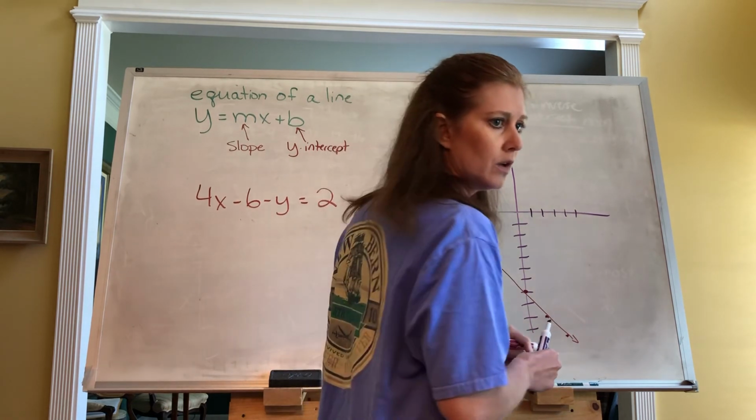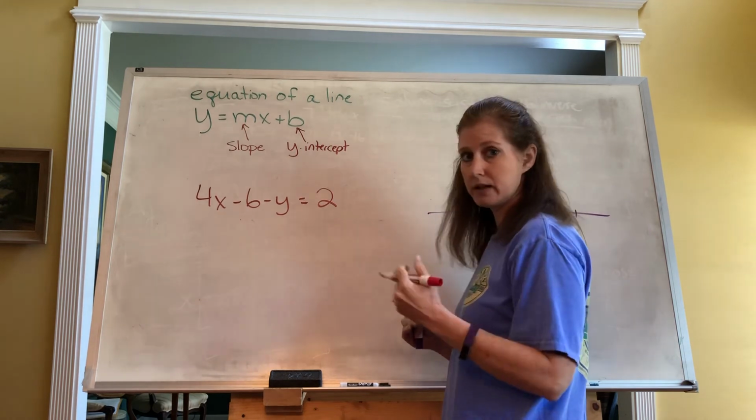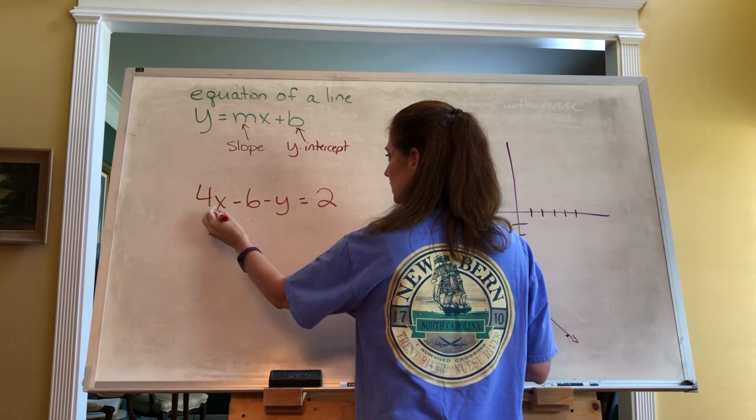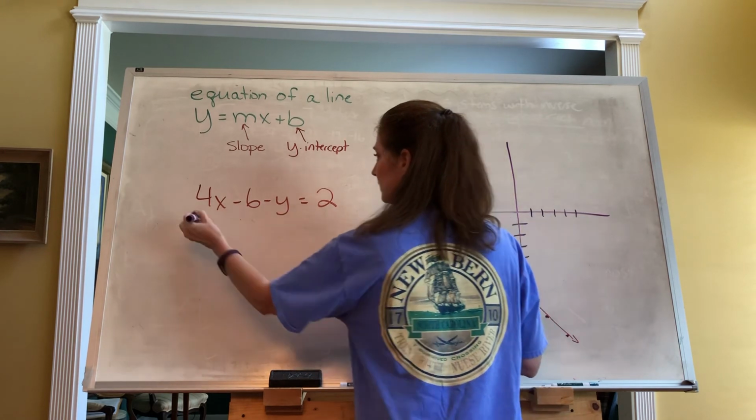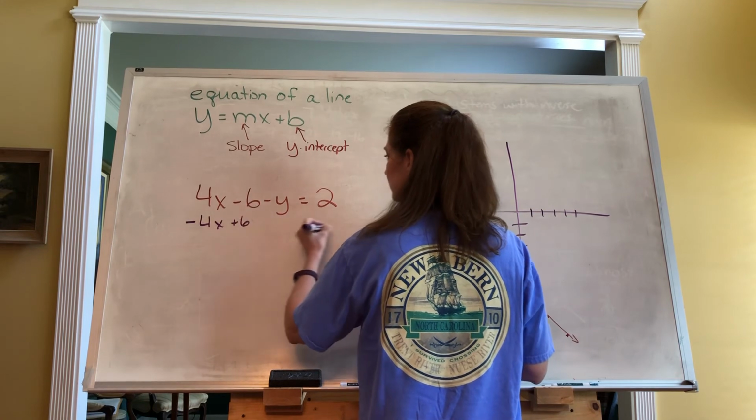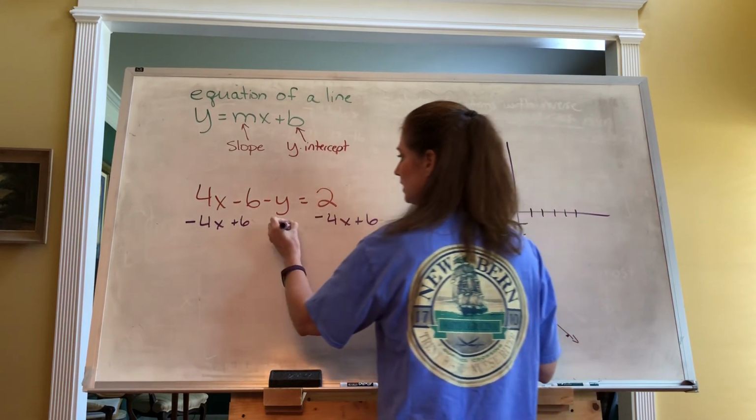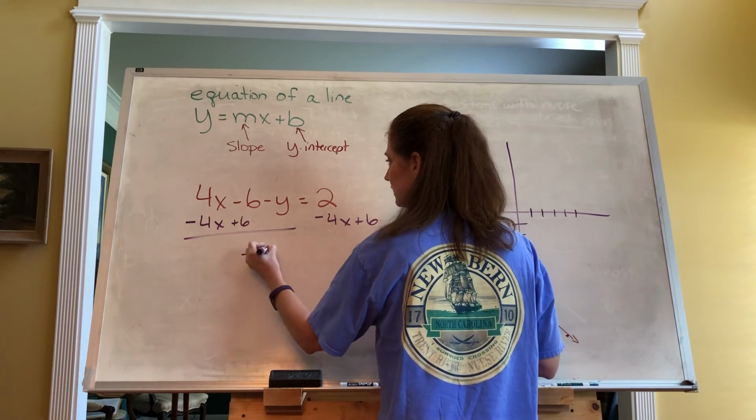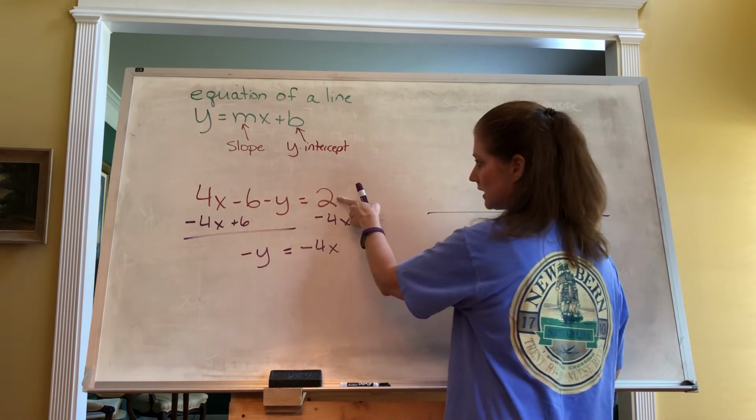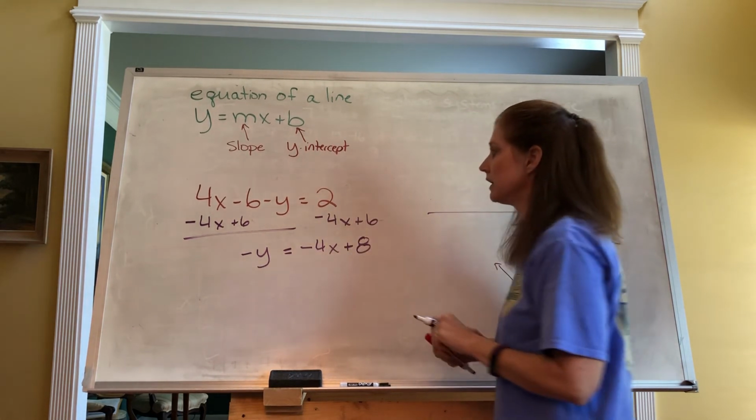Okay. All right, so here's our equation. Like I said, we want y on one side, everything else on the other. I'm going to take these two pieces. So I'm going to minus 4x, and I'm going to add 6. Alright, so over here I have negative y, I have negative 4x, and then I add the 2 and the 6, and we're left with that.